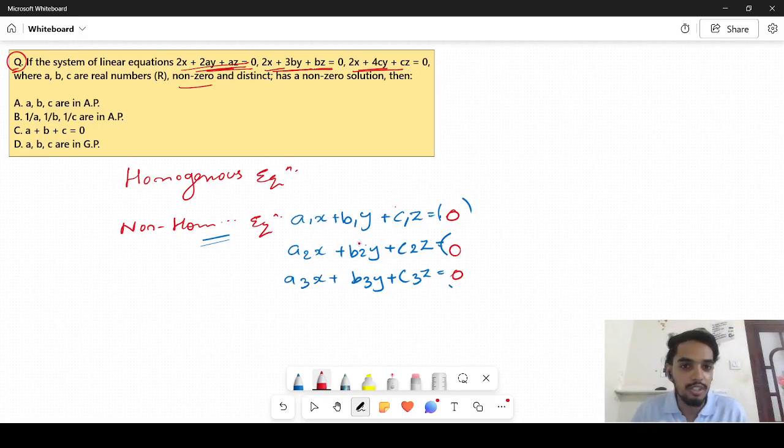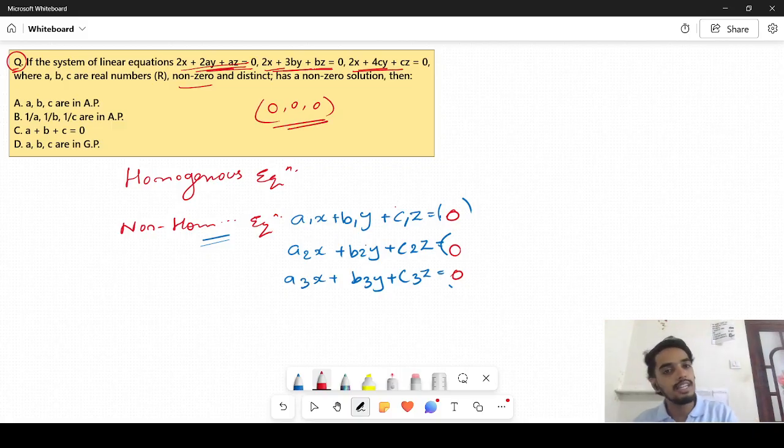Yes, it is a homogeneous system, and we know that in any homogeneous system there will always be a trivial solution, 0, 0, 0, right? x equal to y equal to z equal to 0 is always a solution of a homogeneous system. But in the question they have given that a, b, and c are real numbers and they are non-zero, which means we cannot consider this trivial solution. Now we need to find the other solutions of this linear system.